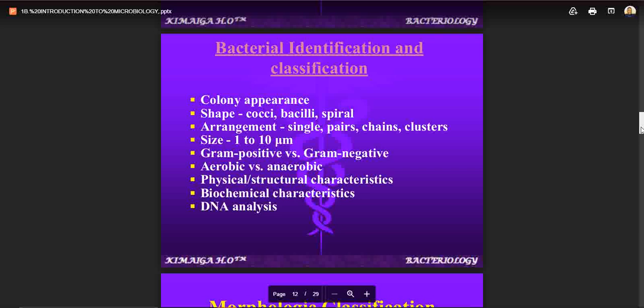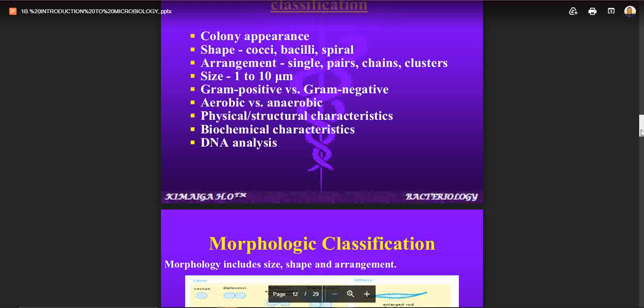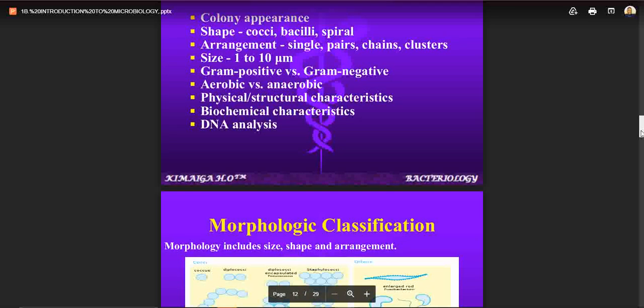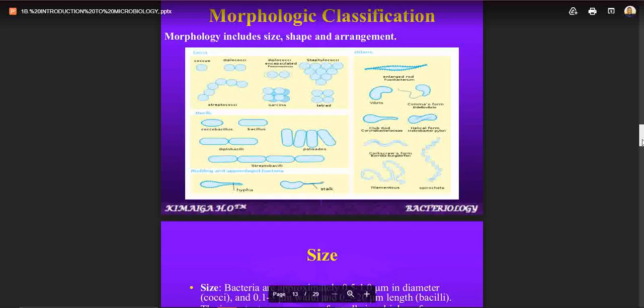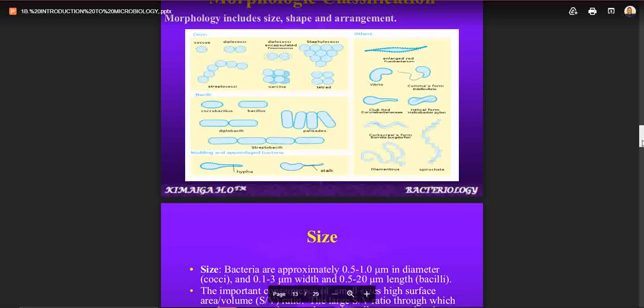Aerobic versus anaerobic. Aerobic bacteria are the ones which can live with oxygen and not without oxygen. Anaerobic bacteria can exist without oxygen. Then physical and structural characteristics also can come into play. Biochemical characteristics, DNA analysis, etc. Morphologic classification: morphology includes size, shape, and arrangement.